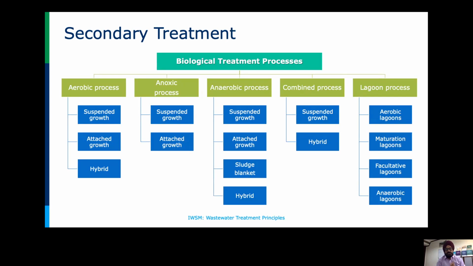Broadly, the typologies of secondary treatment are aerobic, anoxic, anaerobic, combined, and lagoon process. These are all broadly falling under biological treatment processes, which we will be discussing in detail. We will not be discussing the mechanical ones here because that requires another session, and that is something which is not related with DEWATS. Each of these elements will be explained to you in the following presentation slides.